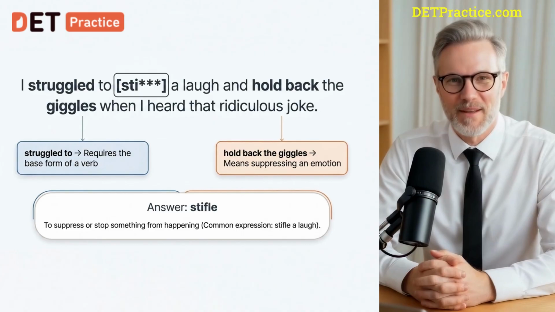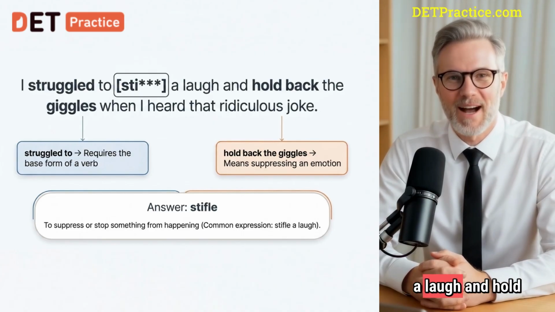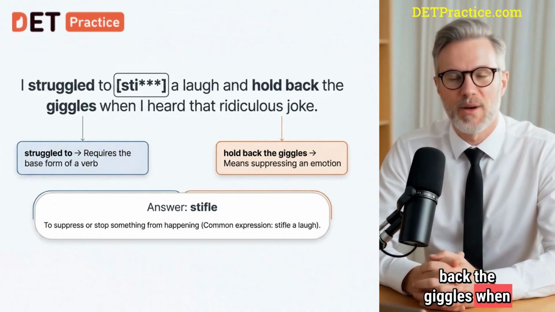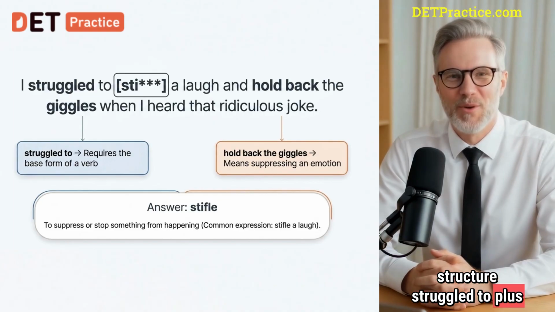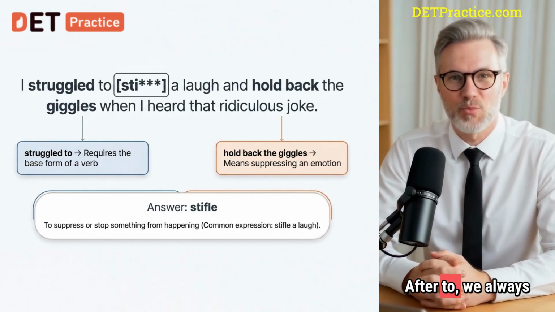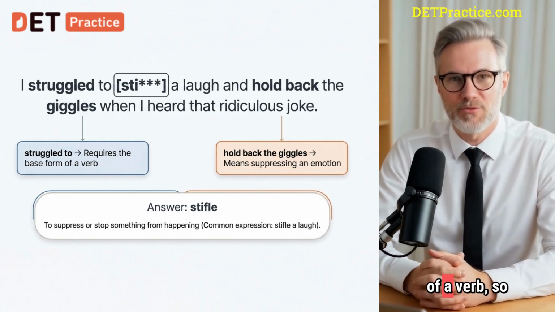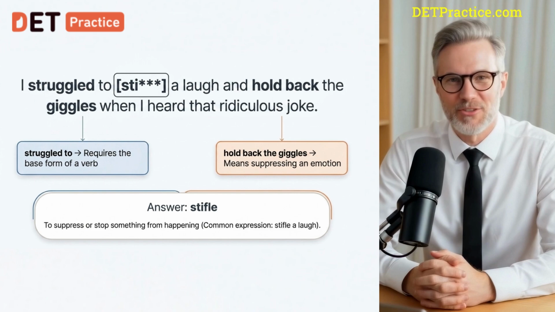Question 2. I struggled to stifle a laugh and hold back the giggles when I heard that ridiculous joke. For grammar, notice the structure struggled to plus verb. After to, we always use the base form of a verb, so we need a verb here. The context gives us the clue.